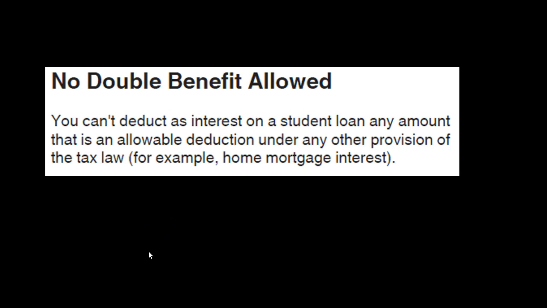No double benefit allowed. You can't deduct as interest on a student loan any amount that is an allowable deduction under any other provision of the tax law. For example, home mortgage interest. So in this case, we can't get two benefits from the same payment. So if we have some type of deduction with relation to the interest payments, we can't take two deductions. We can't double up on the deductions.